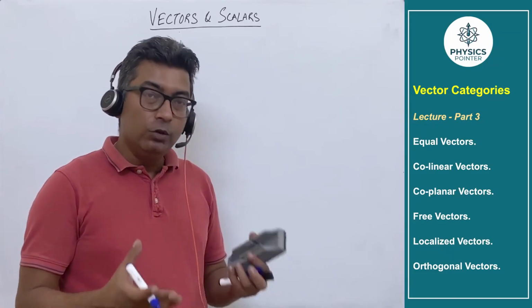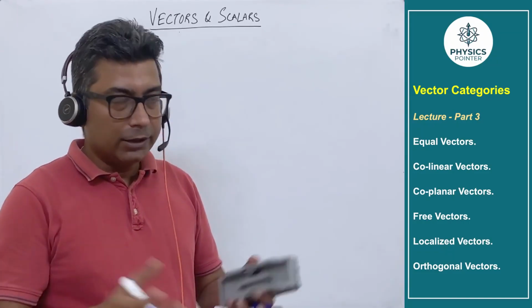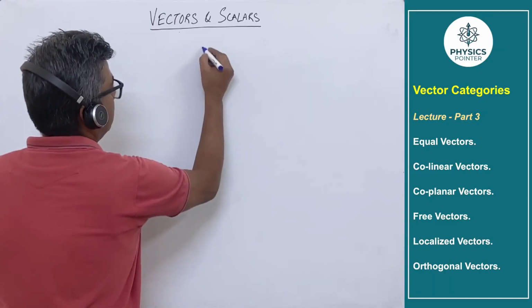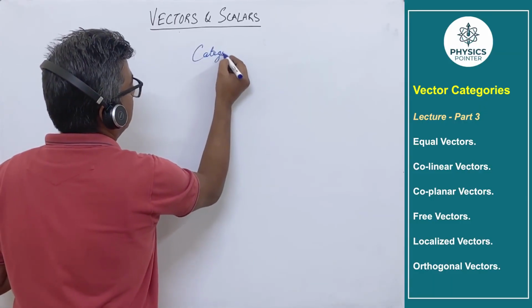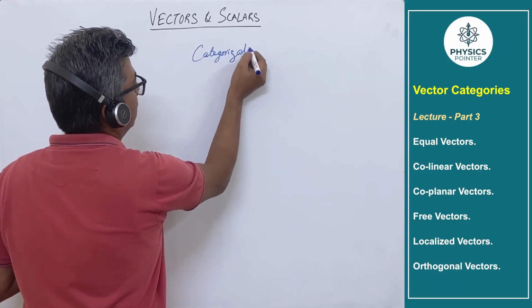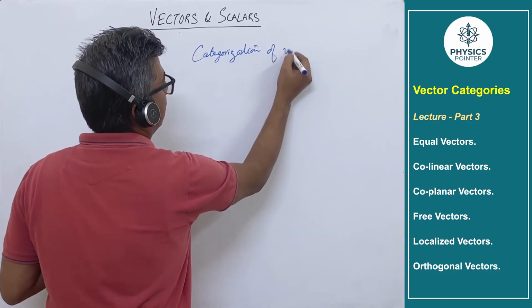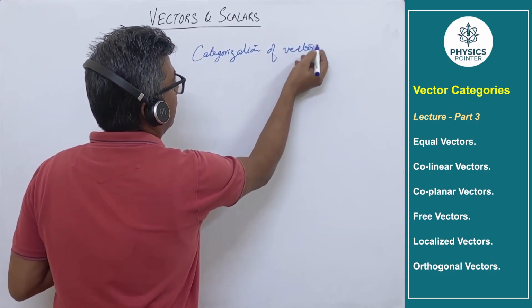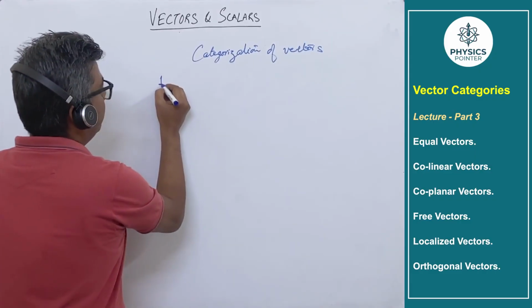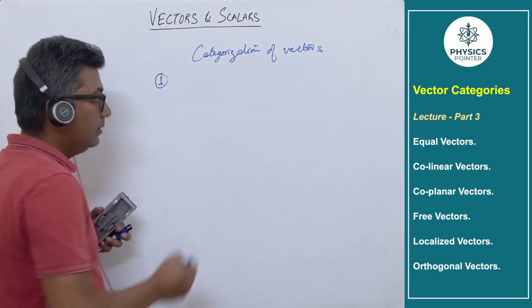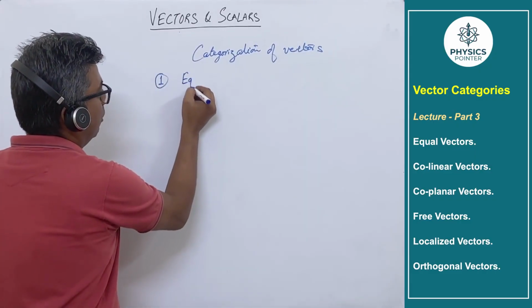Okay, so now we'll look into the categorization or classification of vectors. So I'll just say categorization. The first thing that we'll study is equal vectors.